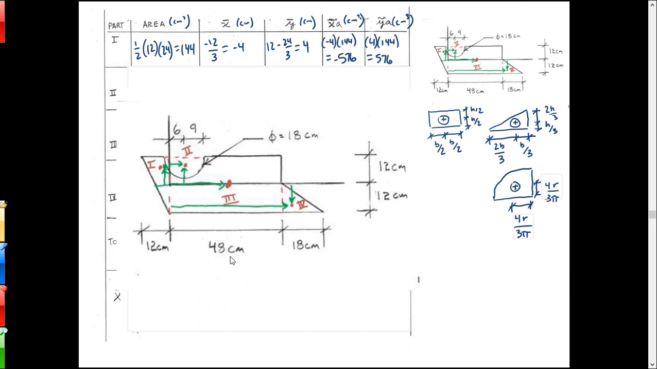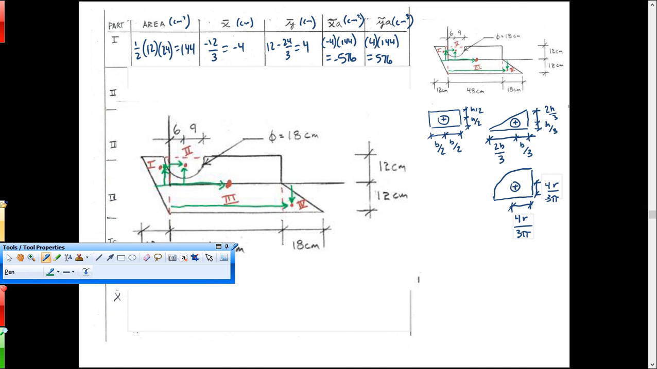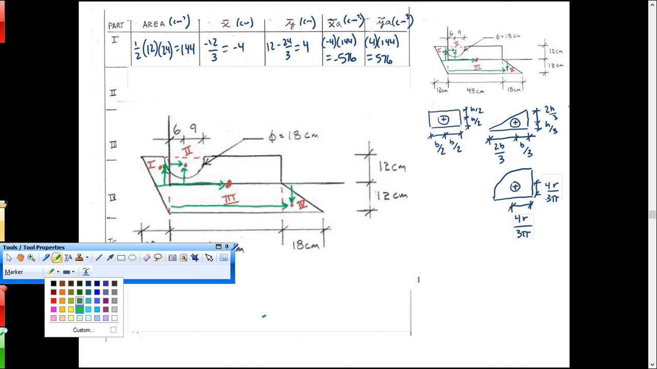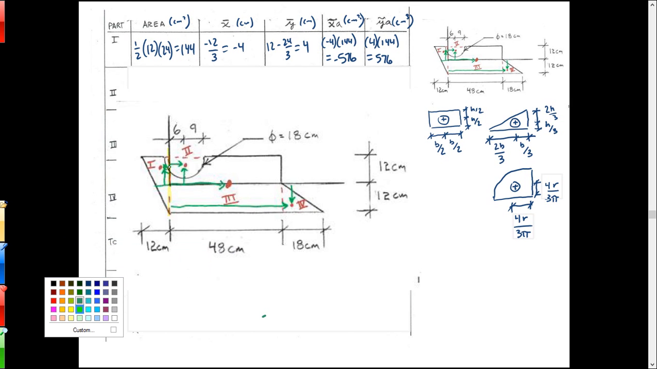All right, so let's go through one of these. Let's do that triangle on the left. So that thing is 12 by 24. So I'm doing part number 1 here. It's 12 wide by 24 high. Okay, so 1/2 12 by 24 is 144. I just put the units up here in the table. That way I don't have to write them down all the time. So it's centimeters squared.